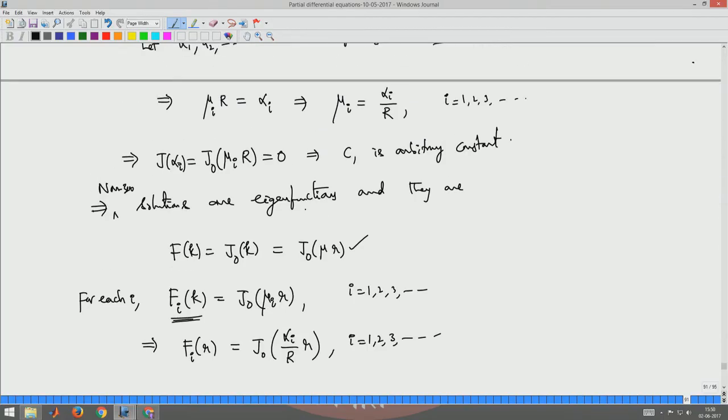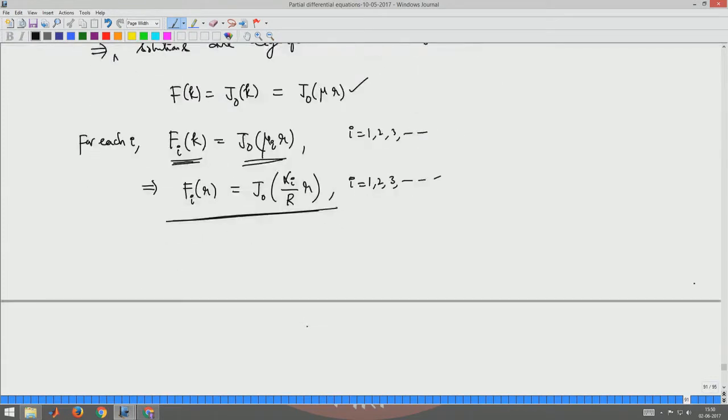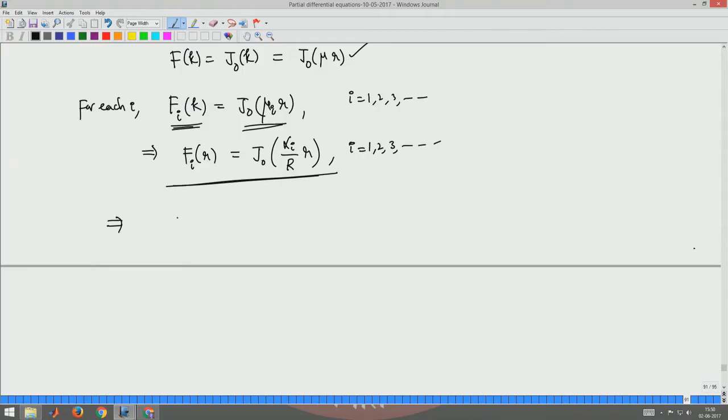So, r is mu I; you can reduce k into r. Okay, it is already in r. So, you have to replace mu I as alpha I bar by R. So, these are your non-zero solutions. That implies f I of r, and u I of r, t: the solutions for each I, you have the solutions f I of r, that is J0 of alpha I by R into r. This is one solution.